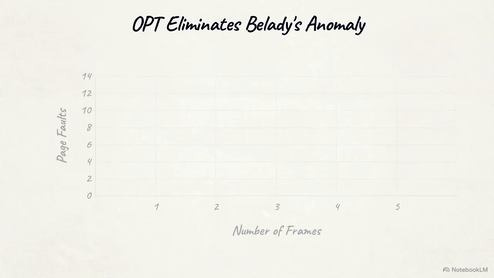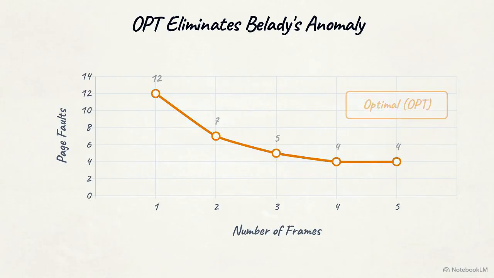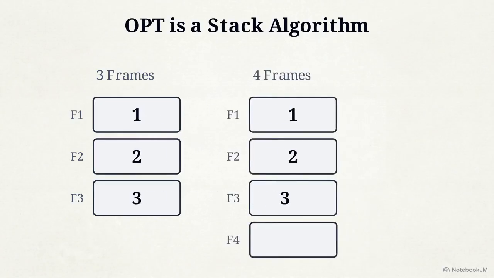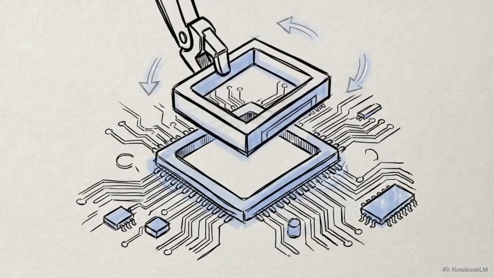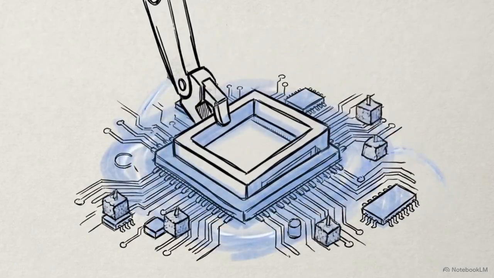This graph tracks the number of allocated memory frames against the resulting page fault count. The line drawn by OPT forms a completely stable, downward-sloping curve. This occurs because OPT is defined mathematically as a stack algorithm. A system allocating 4 frames will always contain the exact same pages as a system with 3 frames, plus the new additions. Under a stack algorithm, upgrading physical memory is guaranteed to result in fewer or equal page faults. It can never produce more.